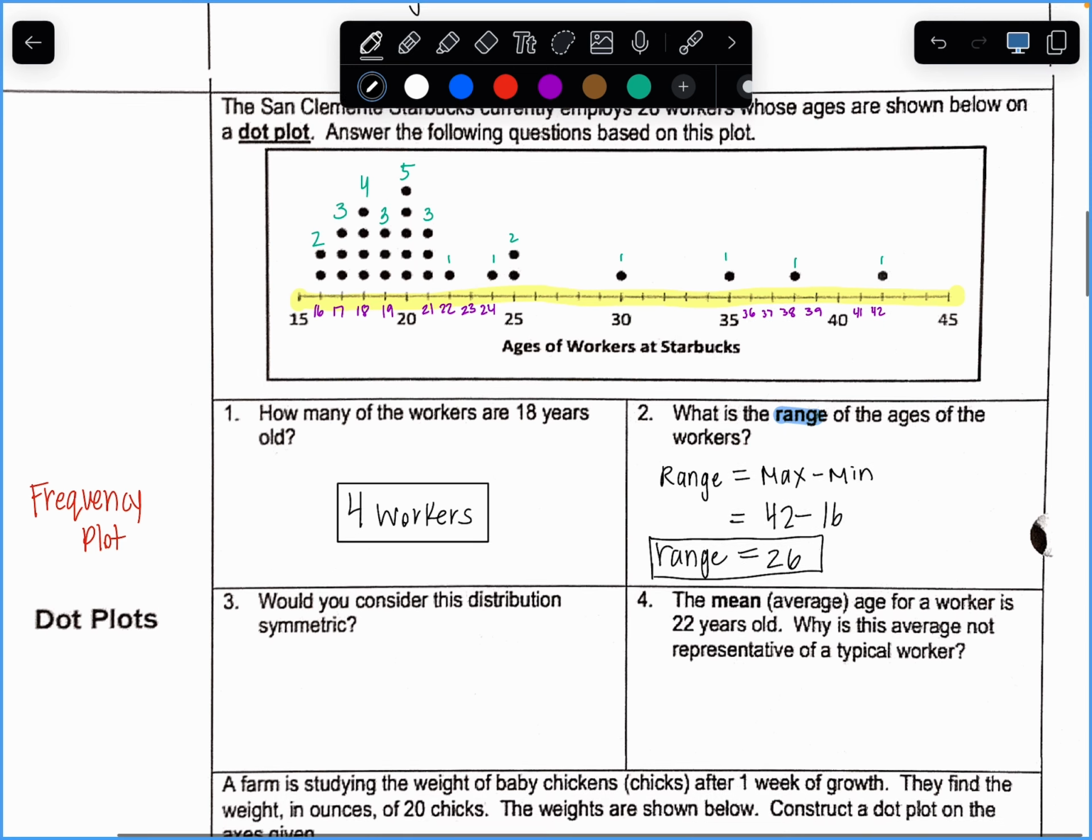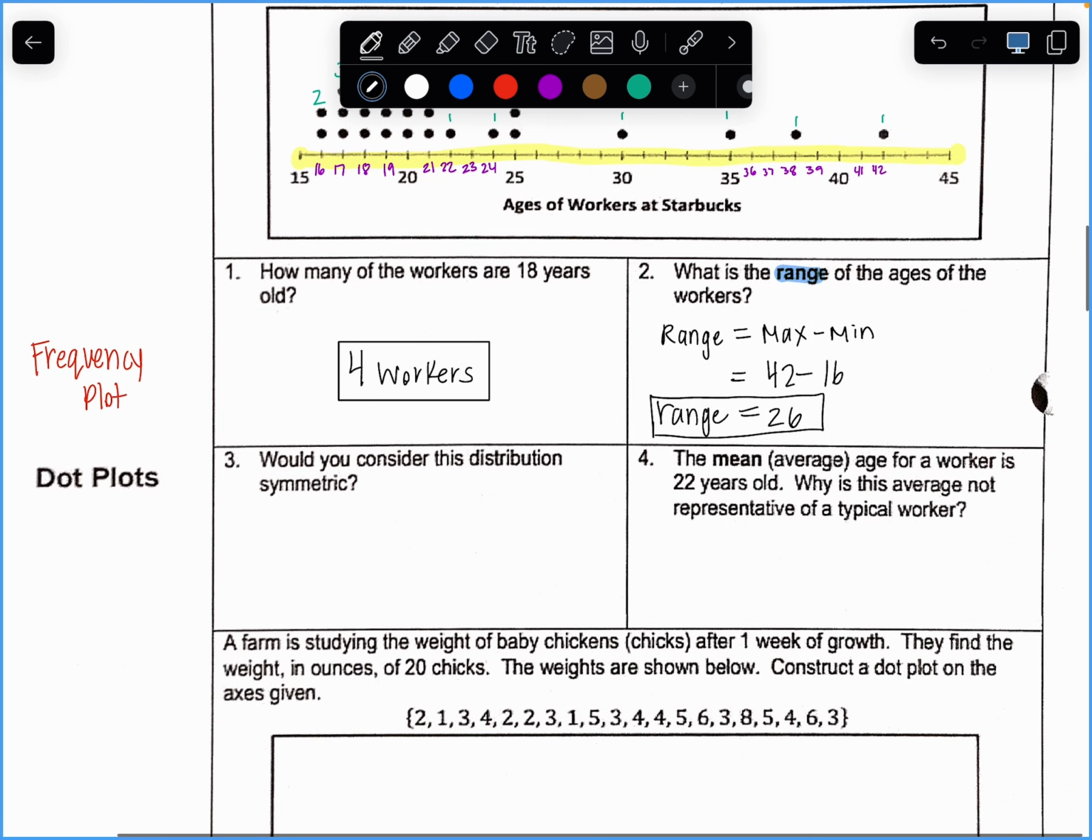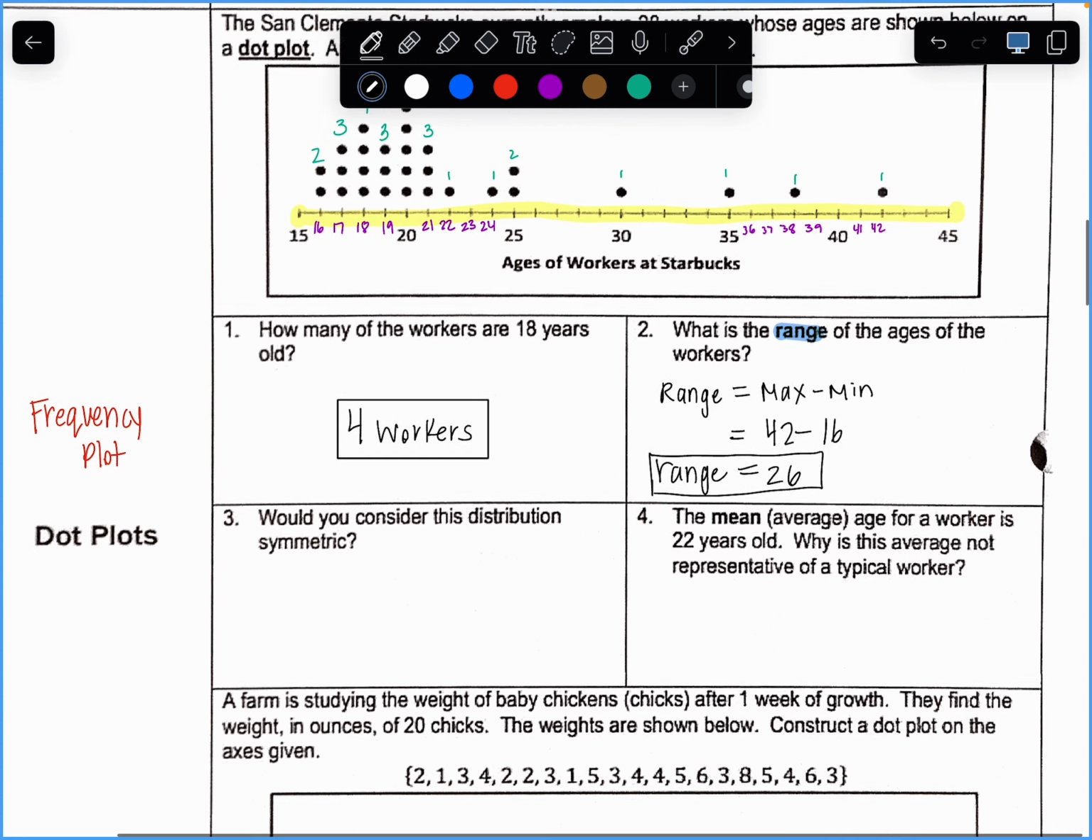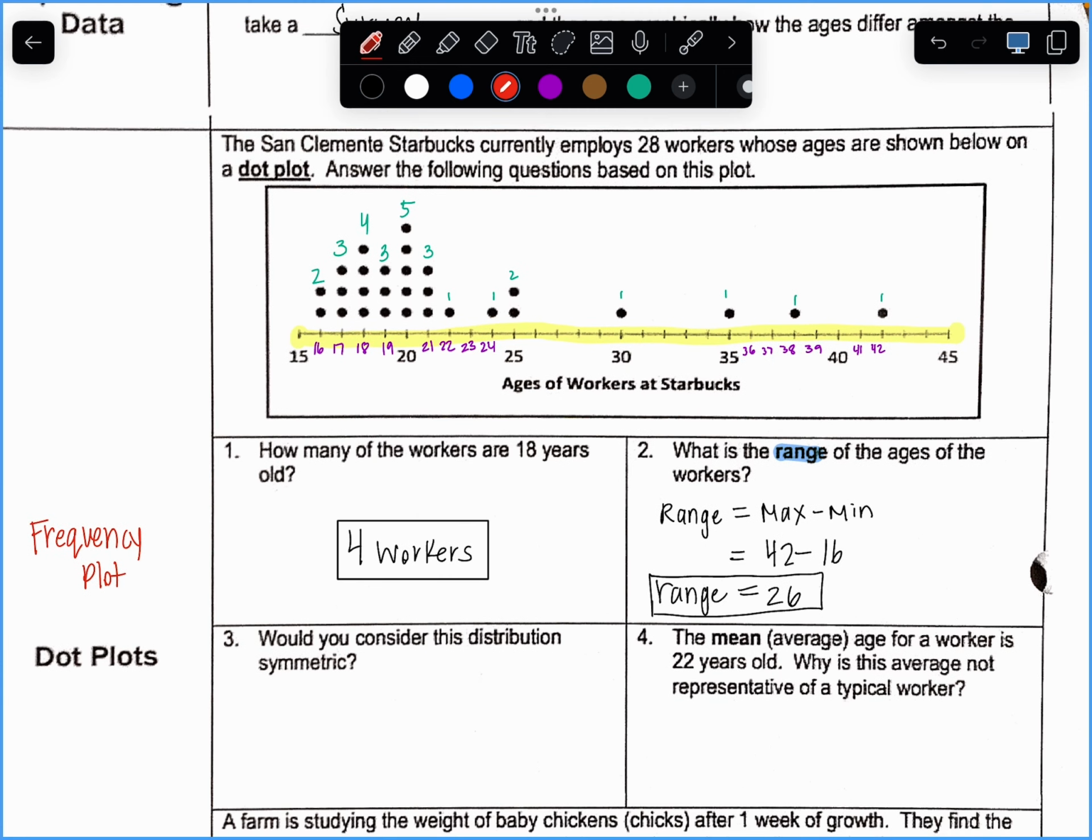Okay. Would you consider this distribution symmetric? Why not? Let's draw a little curve where the majority of our data is. Does this look like it's symmetric? No, definitely not. Because if it was symmetric, the majority of our data would be where? In the middle, in the center, and then everything else kind of falls to the left or to the right.